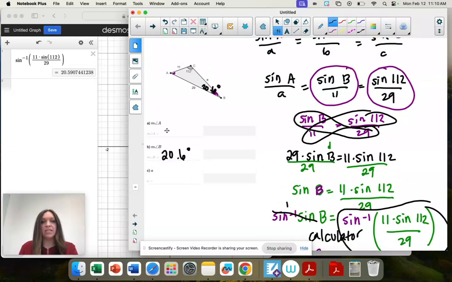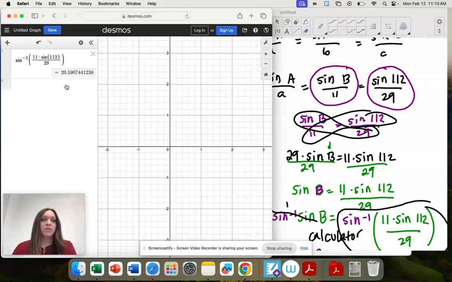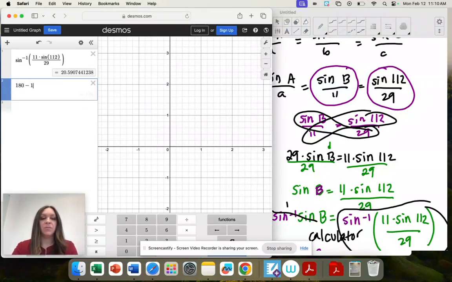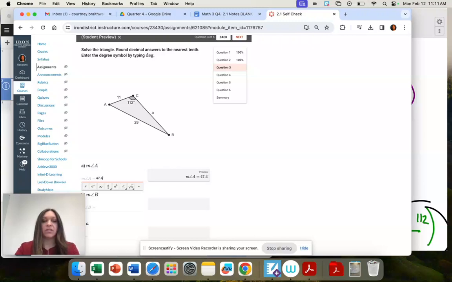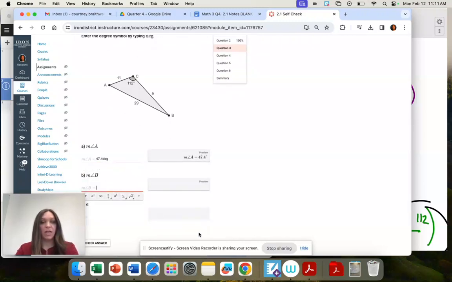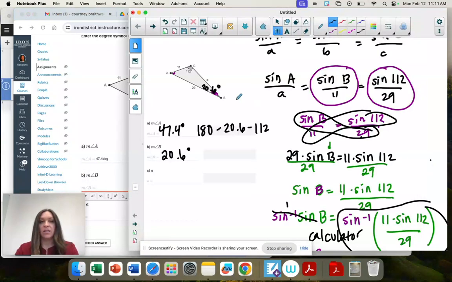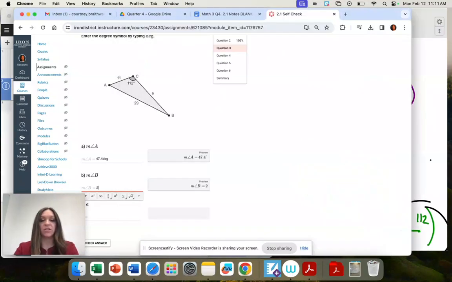So now angle A is easy. I take 180 minus 20.6, that's what we just found, and minus the 112 that we were already given. So 180 minus 112 minus 20.6 is 47.4. So now we have all three angles. I'm going to type those in. 47.4 degrees, we're talking about an angle. And then 20.6 degrees, we're talking about an angle.